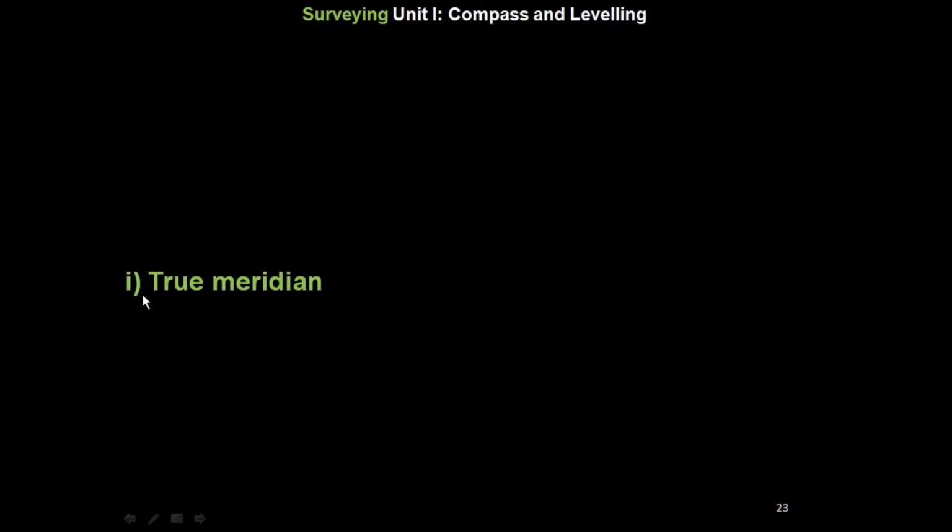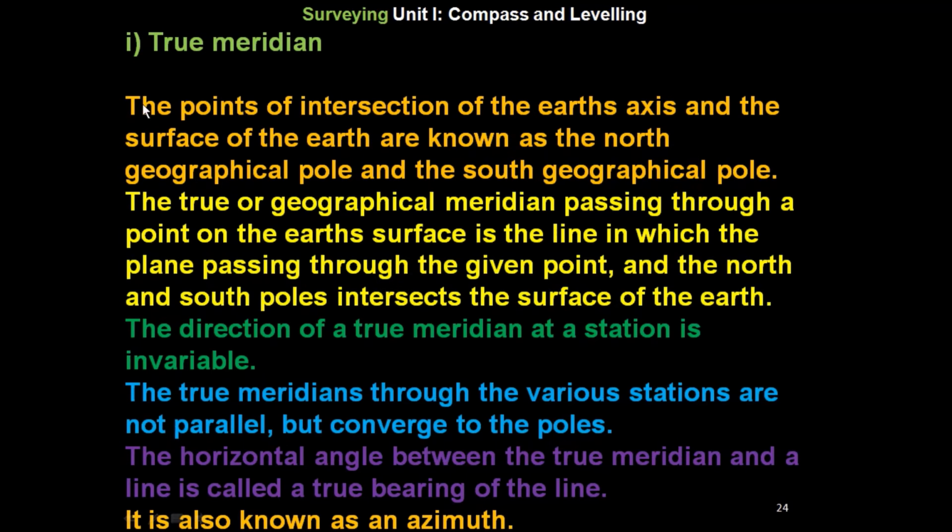Now we will see the true meridian. The points of intersection of the Earth's axis and the surface of the Earth are known as the North Geographical Pole and the South Geographical Pole. The true or geographical meridian passing through a point on the Earth's surface is the line in which the plane passing through the given point and the North Pole and the South Pole intersects the surface of the Earth. The direction of a true meridian at a station is invariable. The true meridians through the various stations are not parallel but converge to the poles.